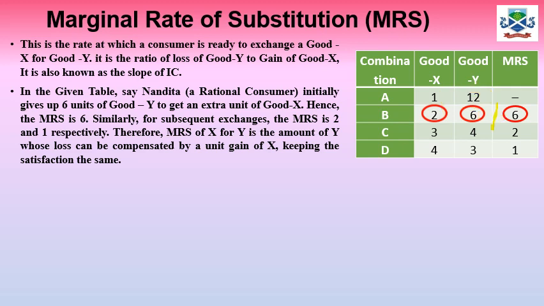In the second case, you will find that for subsequent exchanges, the MRS is 2 and 1 respectively.